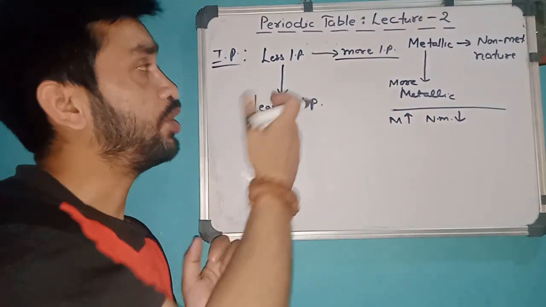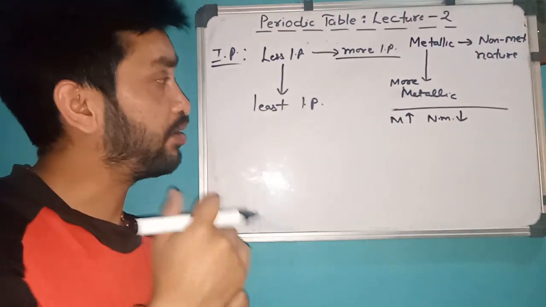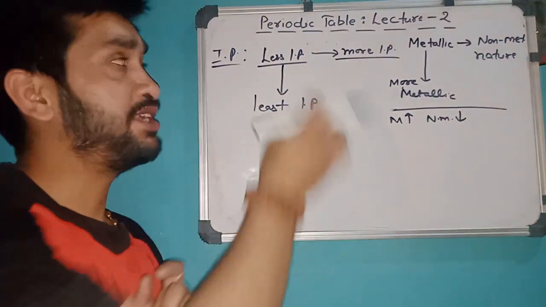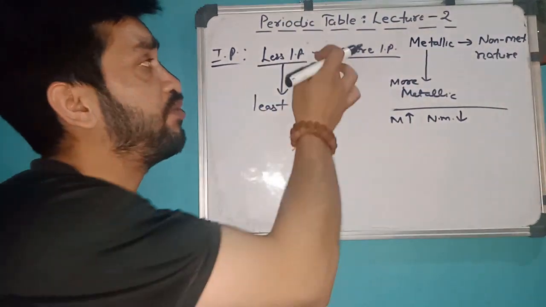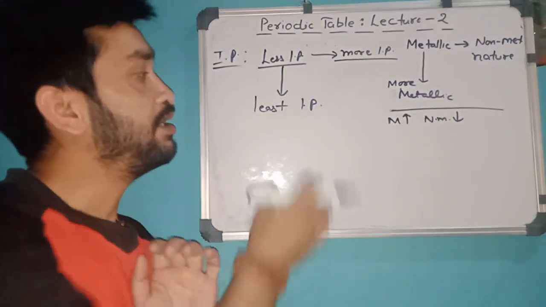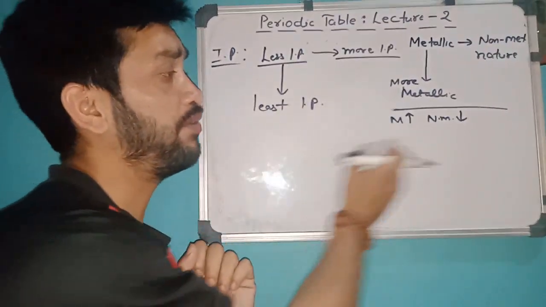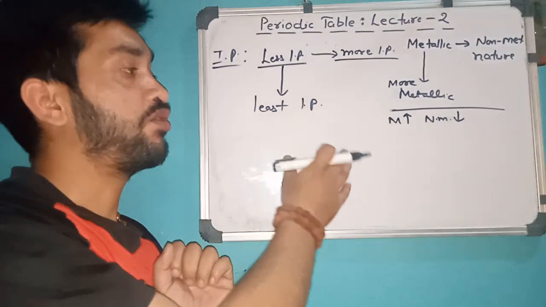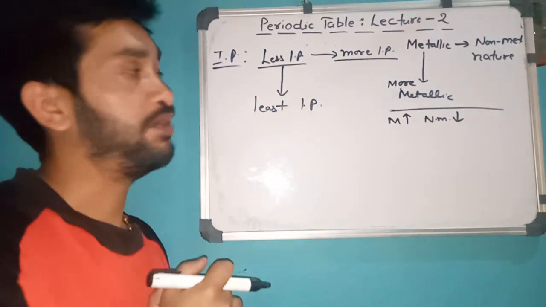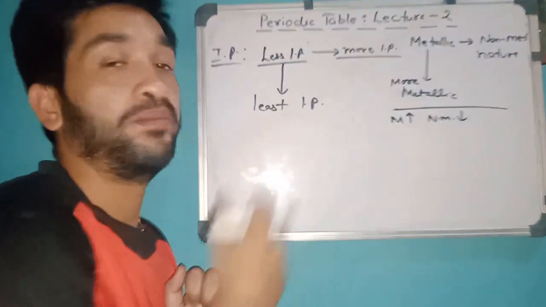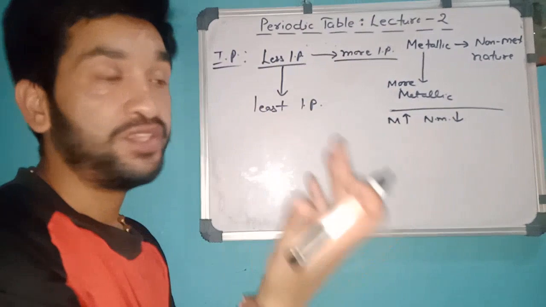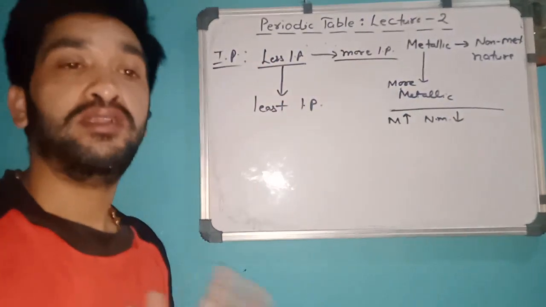But if I talk about top to bottom, along a group, then what will happen? This is less IP and this is least IP, even less than this IP. It means on moving from top to bottom, ionization potential decreases. And I hope you know the answer why we say it is least IP. Because the electron is very far, the number of shells is increasing, so the grip of the nucleus is not that tight over that electron, so you need the least IP. Here you need less IP, here you need more IP. So your trend is ready with the help of this flow chart. On moving from left to right, IP increases. On moving from top to bottom, IP decreases.